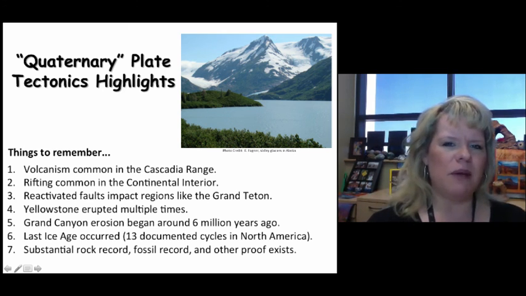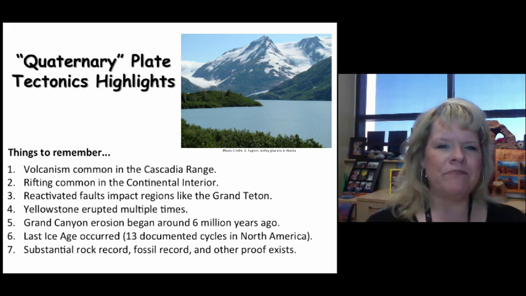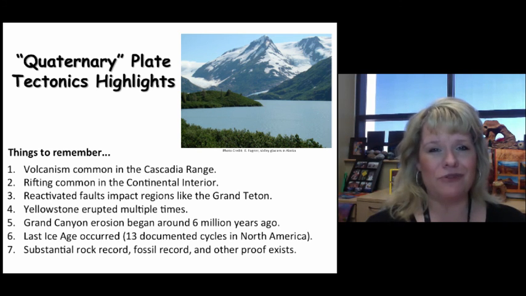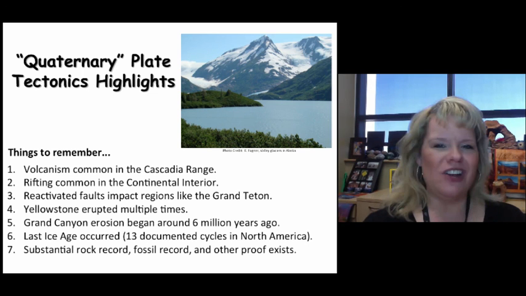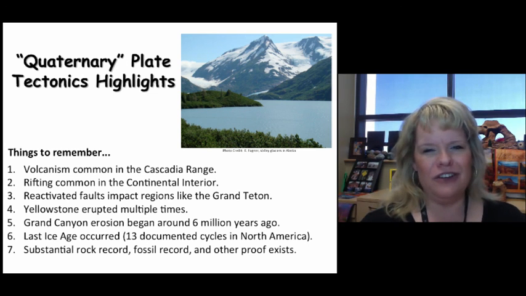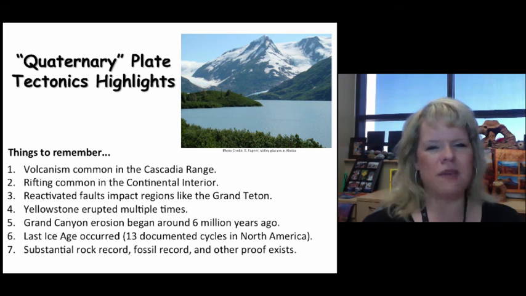So a few things to keep in mind about the Quaternary. We had active volcanism in the Cascadia Range and still do today. Because remember, Holocene, current day, most recent, literally recent, right? Totally recent. It's still happening before our eyes. Rifting started in the Neogene, continued on through the Quaternary, and is still happening today in the Rio Grande Rift region. We reactivated faults as some of this crustal movement would occur, and that activated the Grand Teton Fault, which made the range look the way it does today.